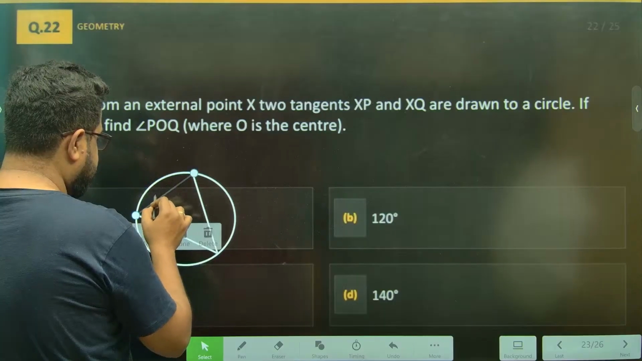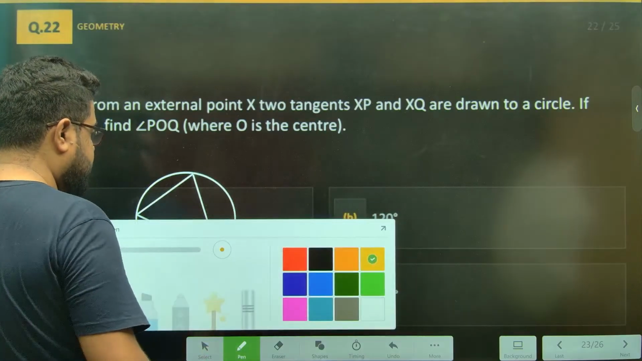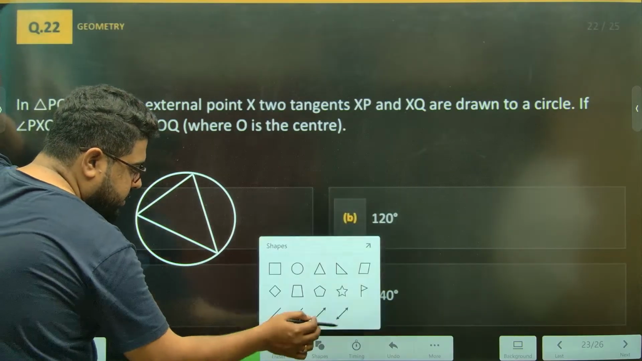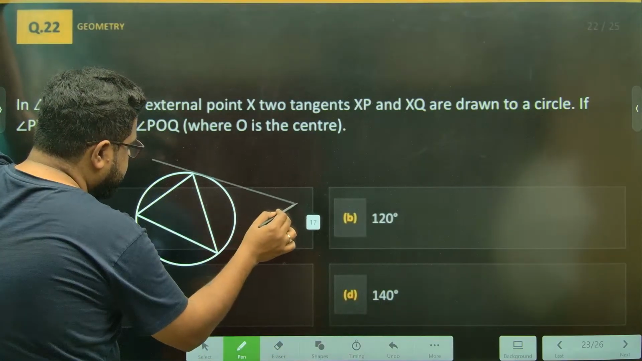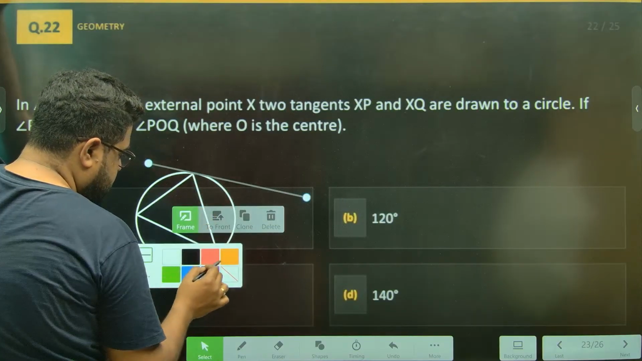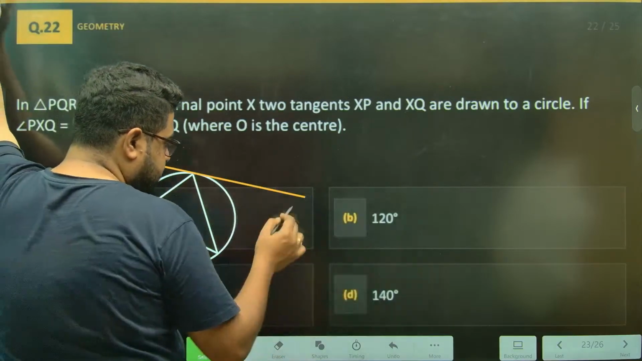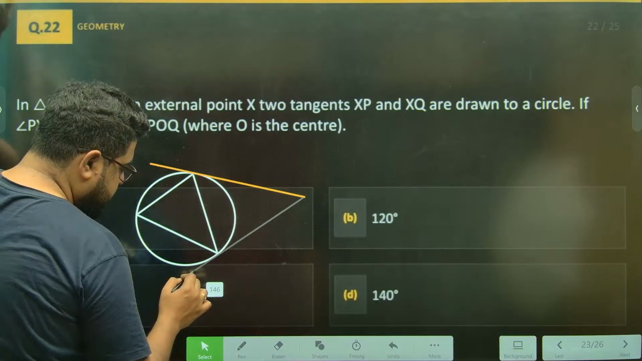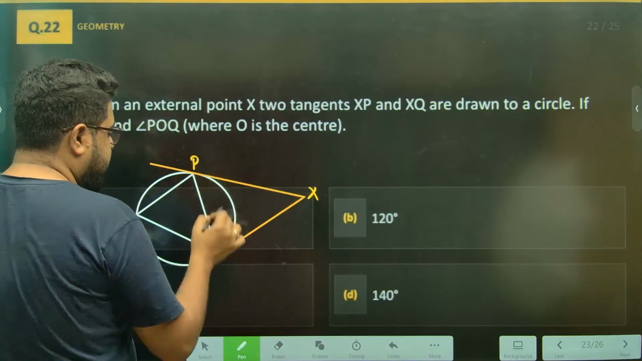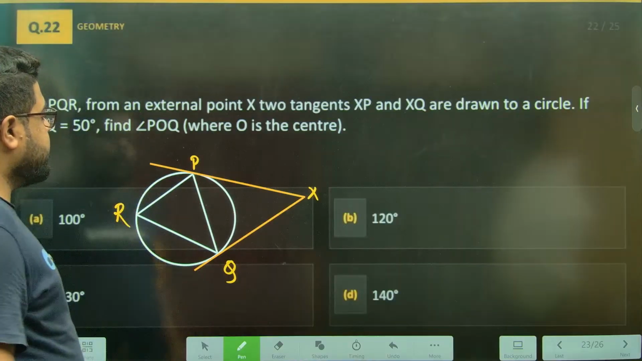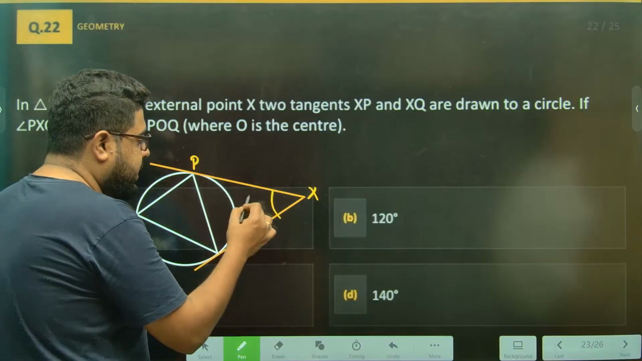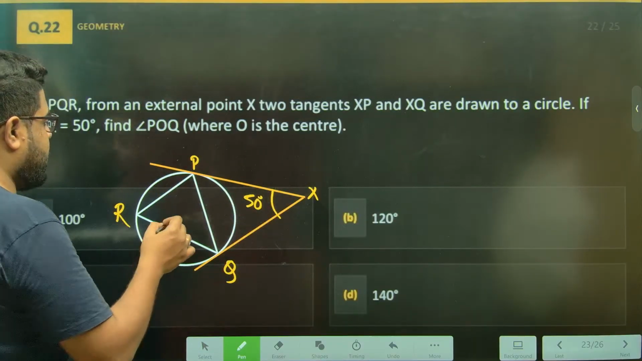I'm just trying something else. Let's see. XP and XQ are drawn. So I'm just drawing it something like this. This is a tangent and this is a tangent. This is X. P, X, Q. This must be R. Acha. P, X, Q is 50 degrees. This is 50 degrees. P, O, Q they are asking.